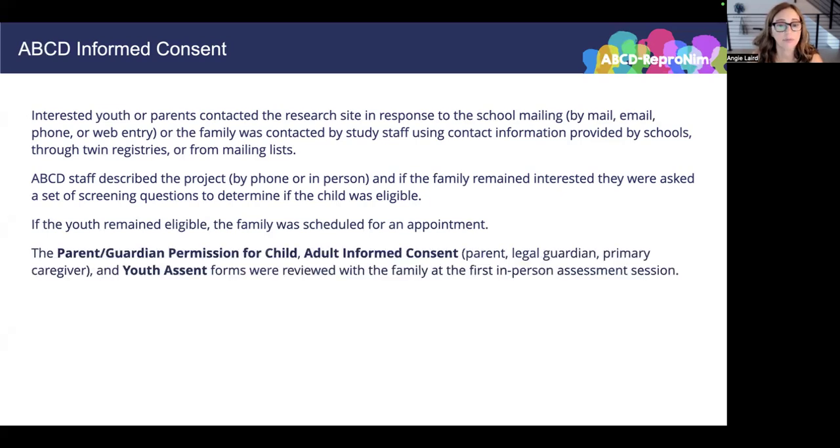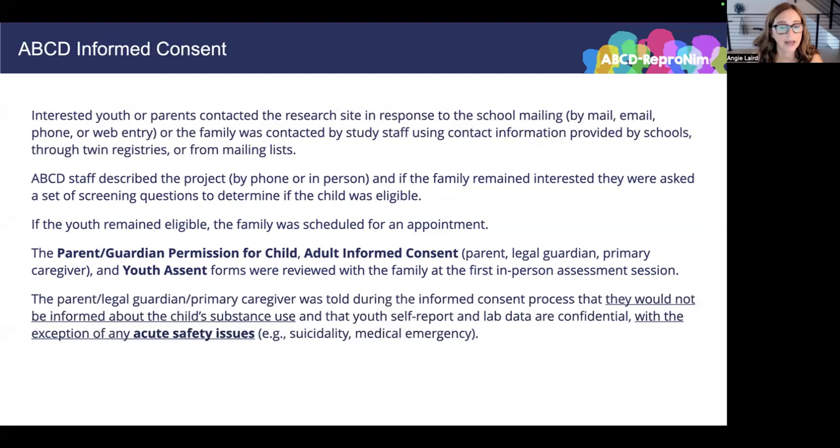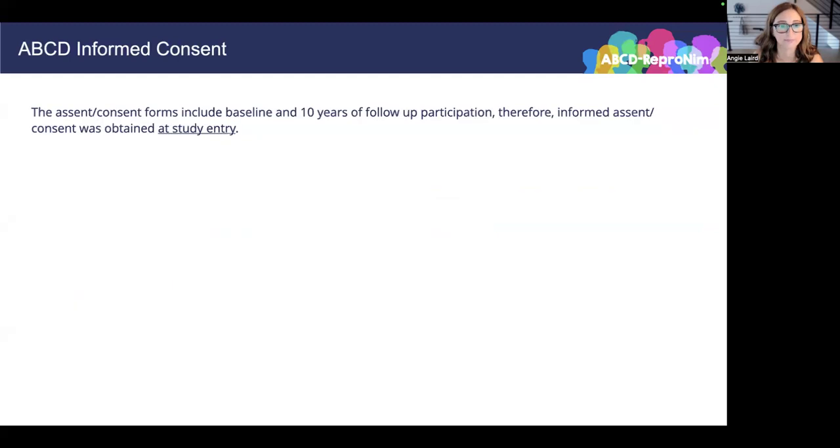The parent or guardian permission for the child, adult informed consent, and youth assent forms were reviewed with the family at the first in-person assessment session. And importantly, during the informed permission and consent process, the parent or legal guardian or primary caregiver was told that they would not be informed about the child's substance use and that the youth self-report and lab data were going to be confidential, with the exception of any acute safety issues such as suicidality or a medical emergency.